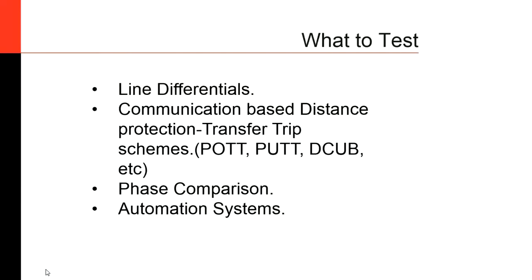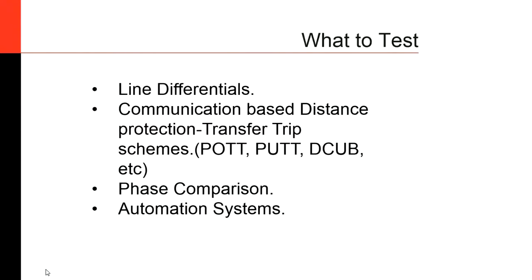What type of protections are tested using end-to-end testing? Well, line differentials, any communication-based distance protection, transfer trip schemes like permissive overreach transfer trip, permissive underreach transfer trip, etc. So some sort of phase comparison schemes, some automation systems that work in either transmission lines, even in distribution places, where you have remote communications between relays that have to shift the load or switch from one feeder to the other.